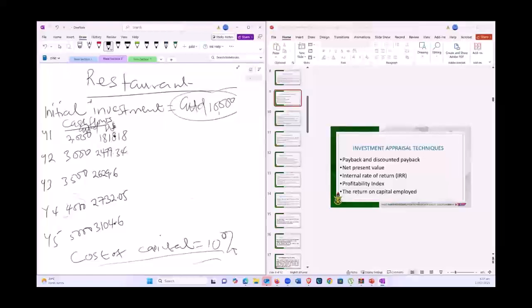Now we want to introduce the next investment appraisal technique, which is net present value. When it is used, it assesses whether the intended project, that is the project under review, is likely to create value for its owner or owners. This is the approach. You discount when you're using the net present value.